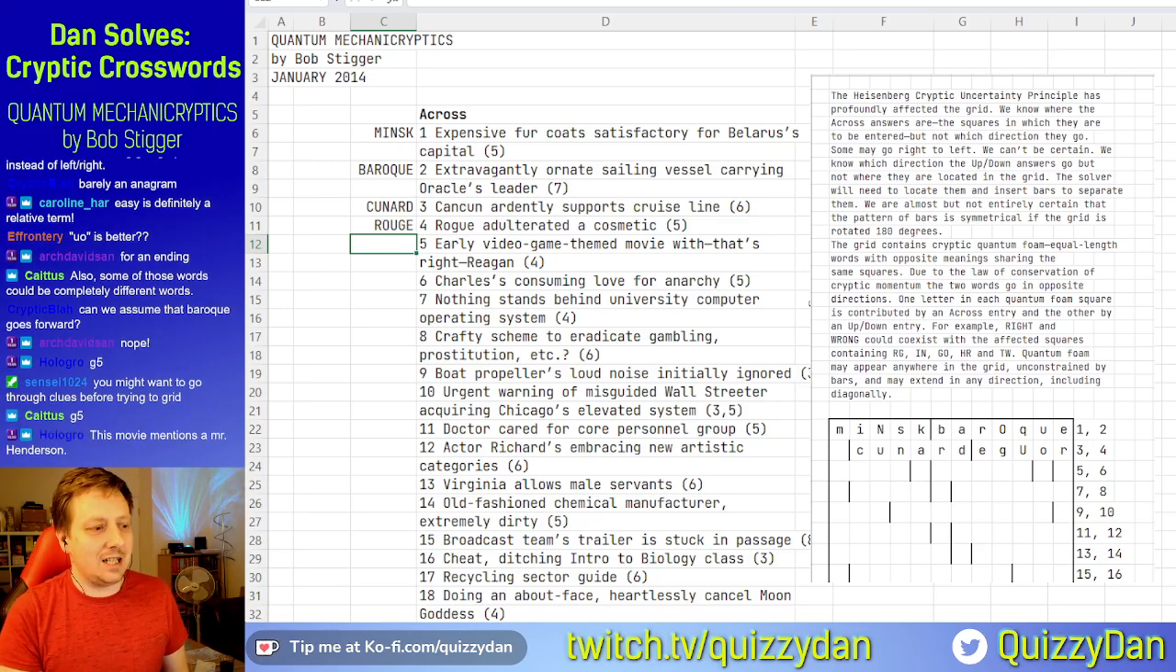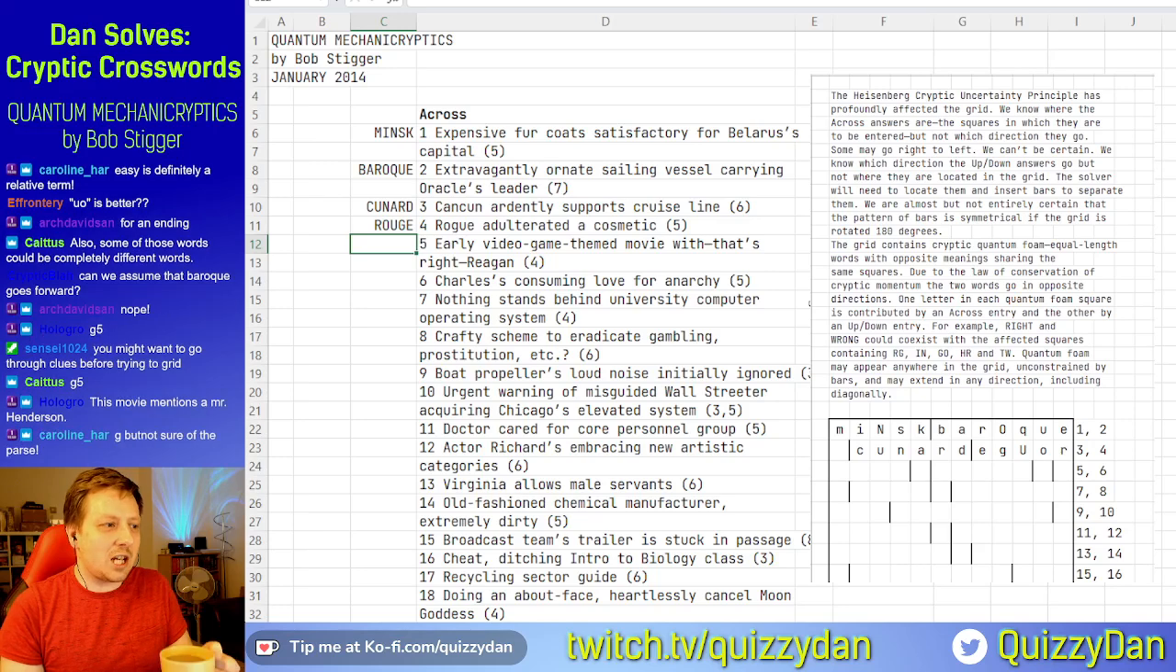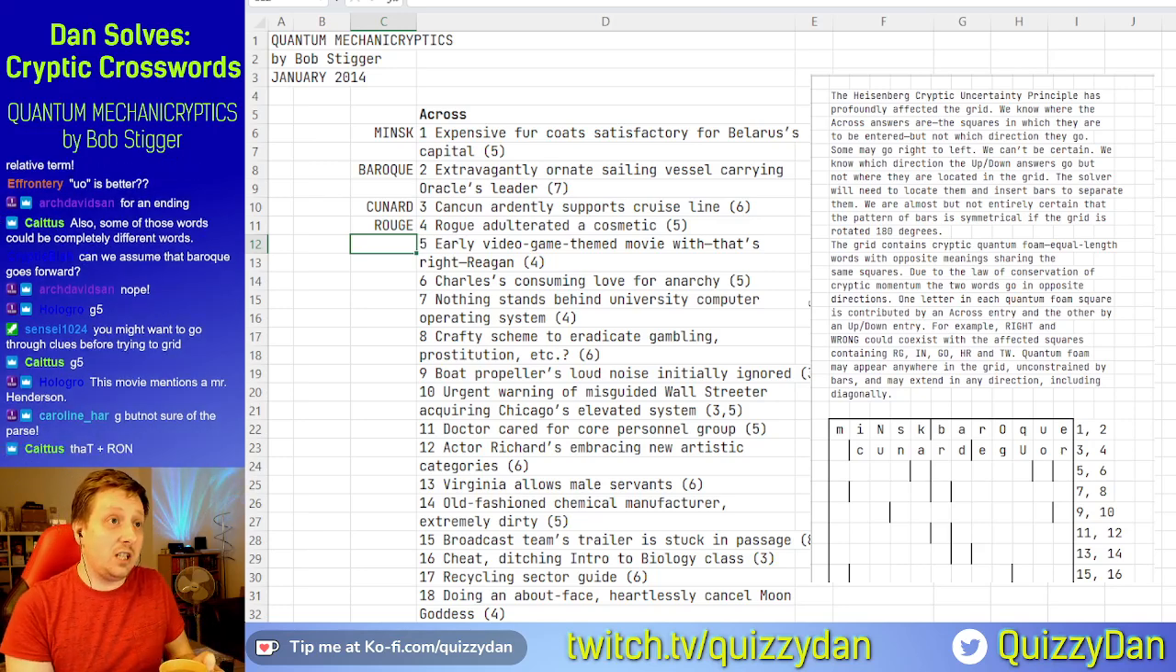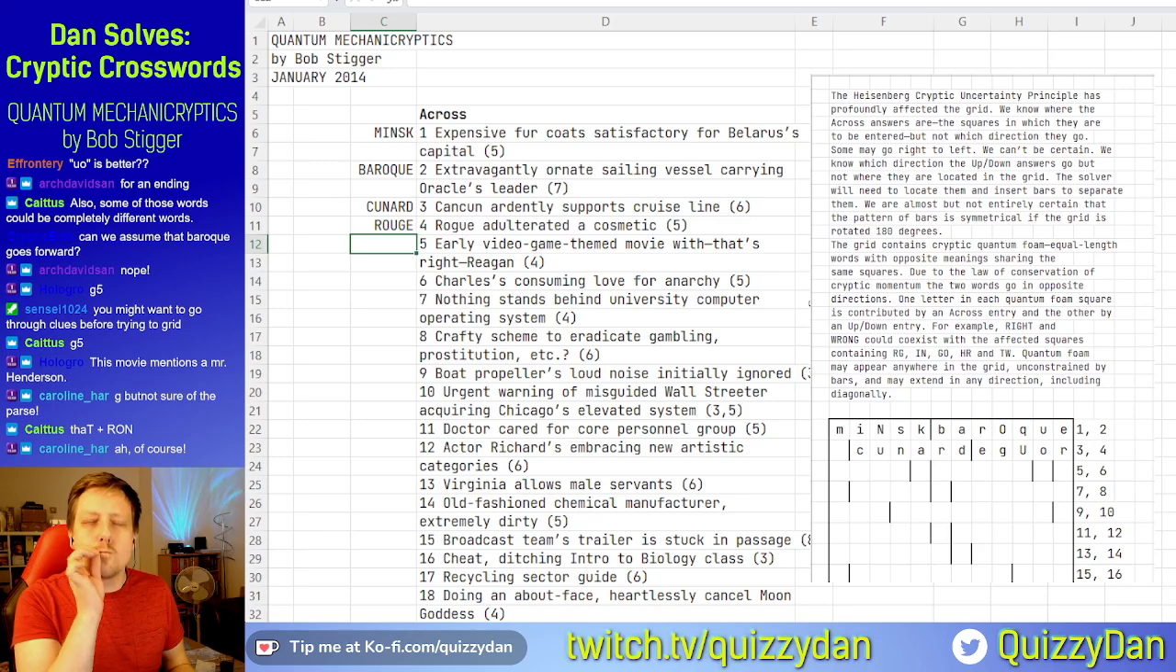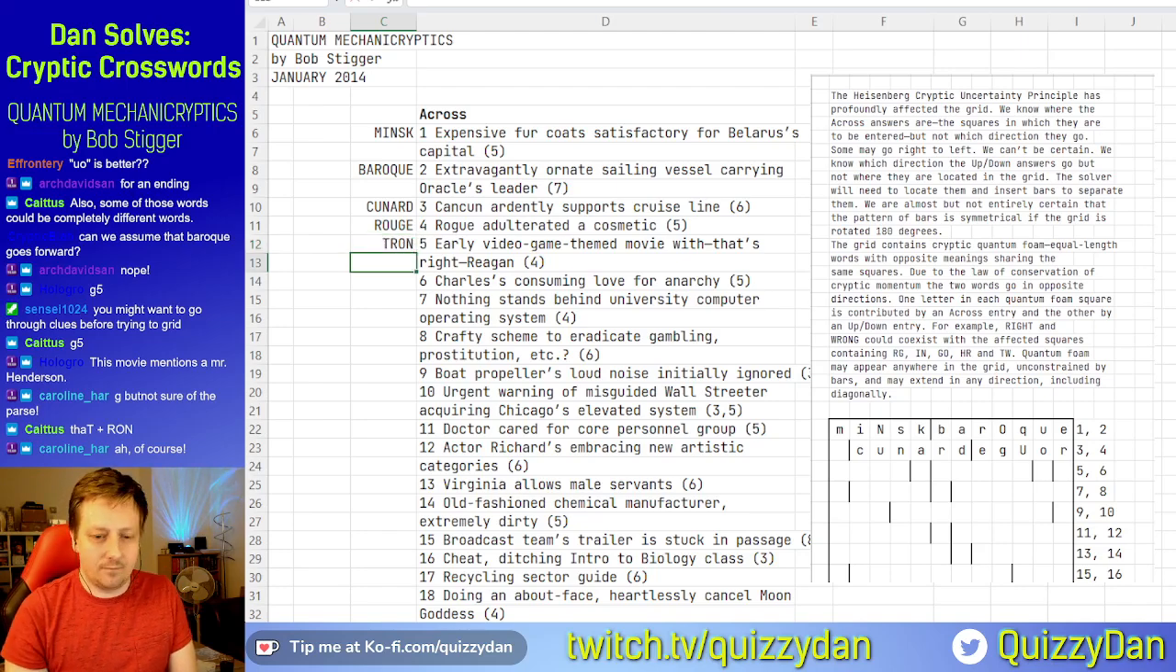Go for 5. It is a classic video game themed movie with a terrible sequel. I've not seen either. I've seen bits of the first one, but not either. But the sequel soundtrack by Daft Punk. Mwah! Masterpiece. Tron. That's right. The right letter of that is T and Ron Reagan. So Tron. Absolutely no idea. I gotta put it on. It's gonna be that way. Is it gonna be that way? Yeah, who knows?